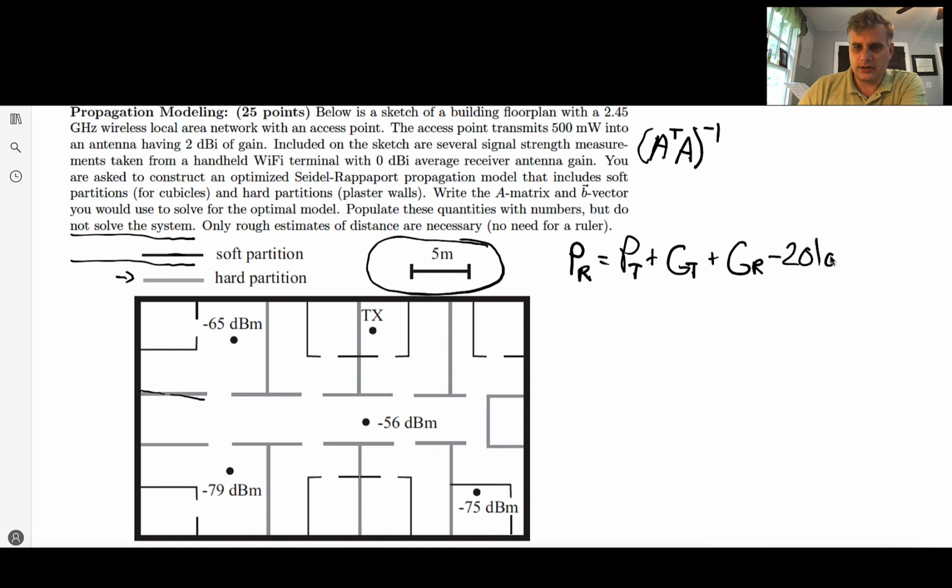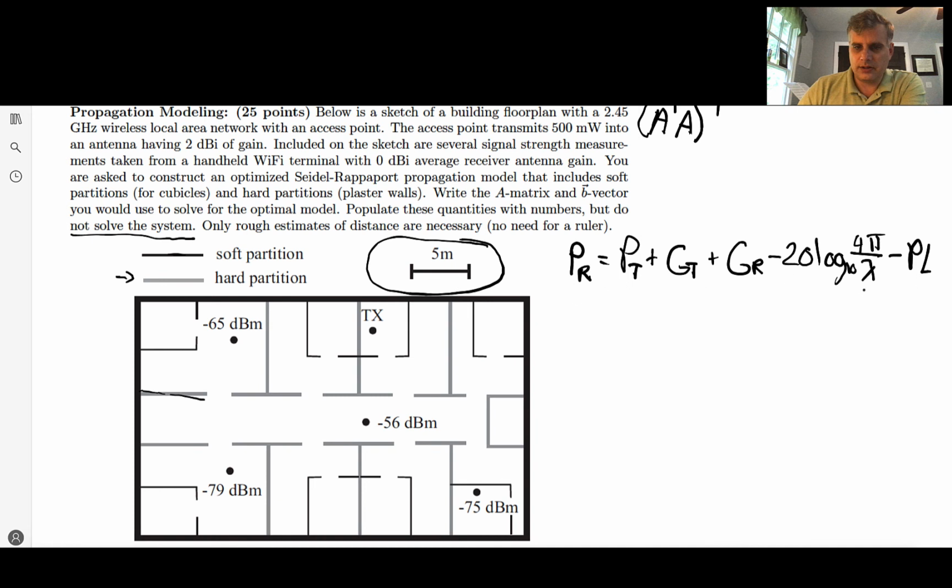20 log base 10, and that's 4 pi over lambda, and then minus path loss. Okay, so there is our equation. What do we know? Let's plug stuff in.